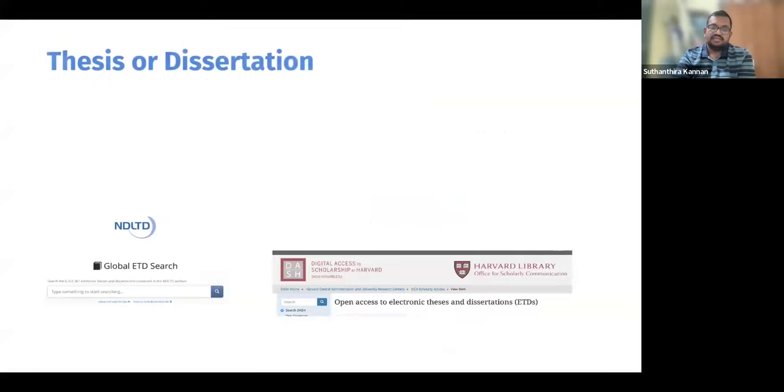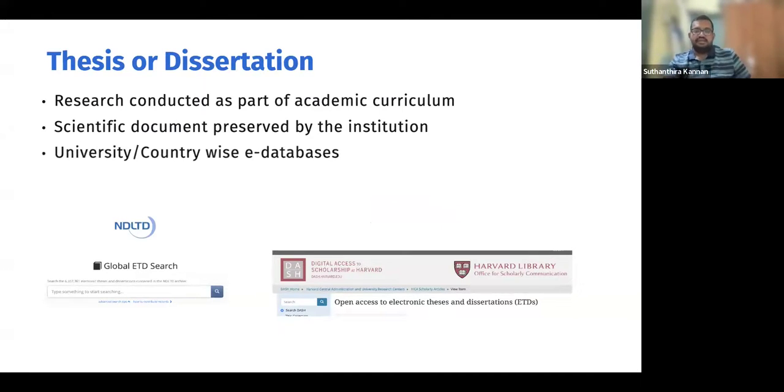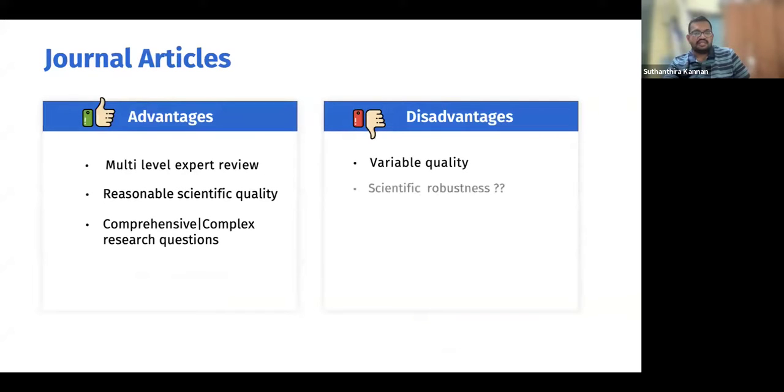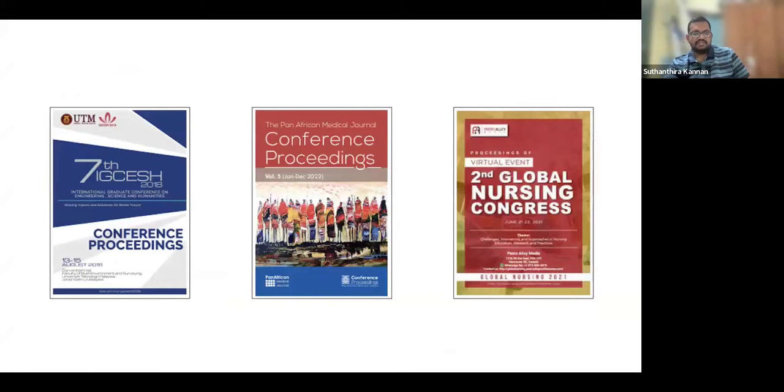Okay. So this is the dissertation database. Research is done as a part of the academic curriculum. Sometimes all your thesis books, one copy, should be preserved by the institution as recommended by NMC. And university or country based databases are also available. ICMR, we have a database. Journal articles also. These are the various things. This is the journal articles. Conference proceedings are also available, which can help us.